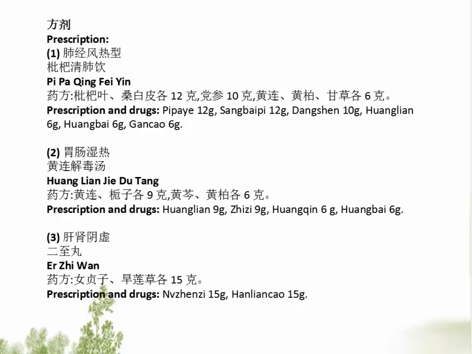Major herbal prescriptions: Pipa Qingfei Yin. So Pipa, clearing the heat, is for exterior wind heat. Huangyan Jiedu Tang is for draining damp heat and fire from the interior. Urge and Wan.